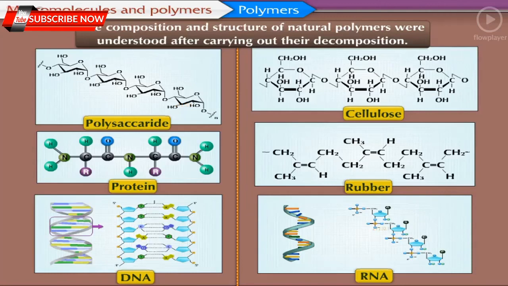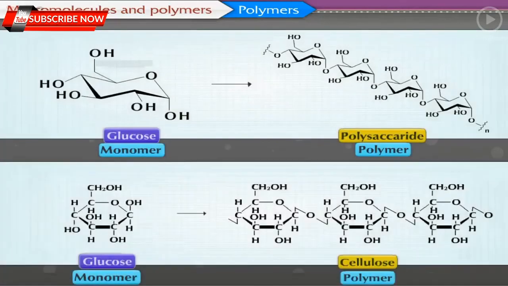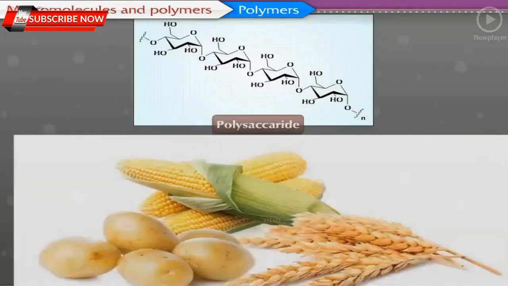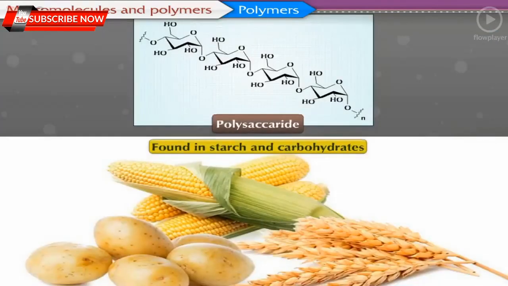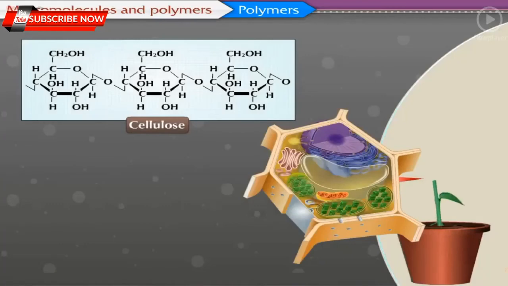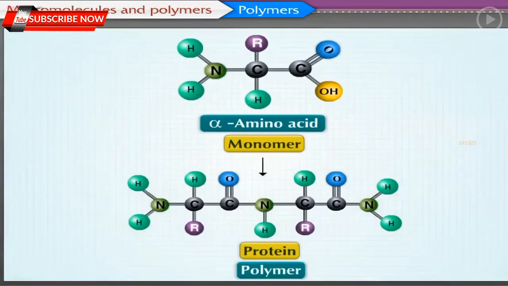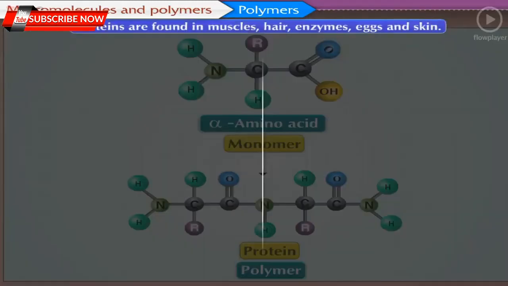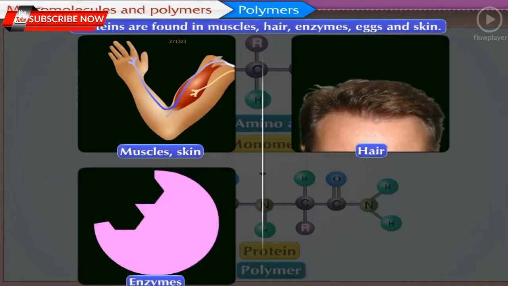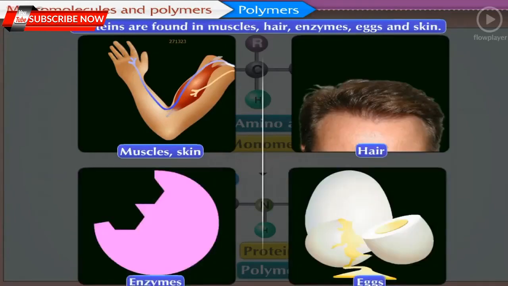Come, let us now study about some natural polymers and their occurrence. The polymers polysaccharide and cellulose are formed from the glucose monomer. Polysaccharide is found in starch and carbohydrates, while cellulose is found in the cell wall, that is wood. Proteins are formed from the alpha amino acid monomer. They are found in muscles, hair, enzymes, eggs, and skin.